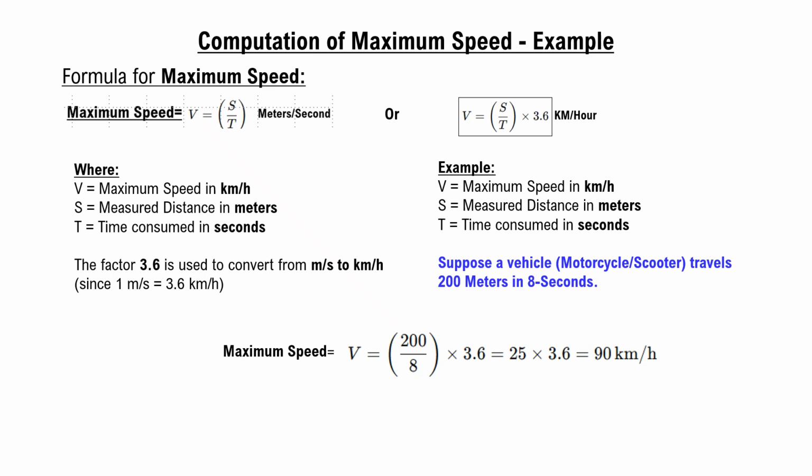Now in this example, suppose a motorcycle or scooter or any other power-driven bike travels a 200-meter distance in 8 seconds. Then the maximum speed will be V is equal to 200 divided by 8 into 3.6. That is 25 into 3.6. That is 90 kilometers per hour.